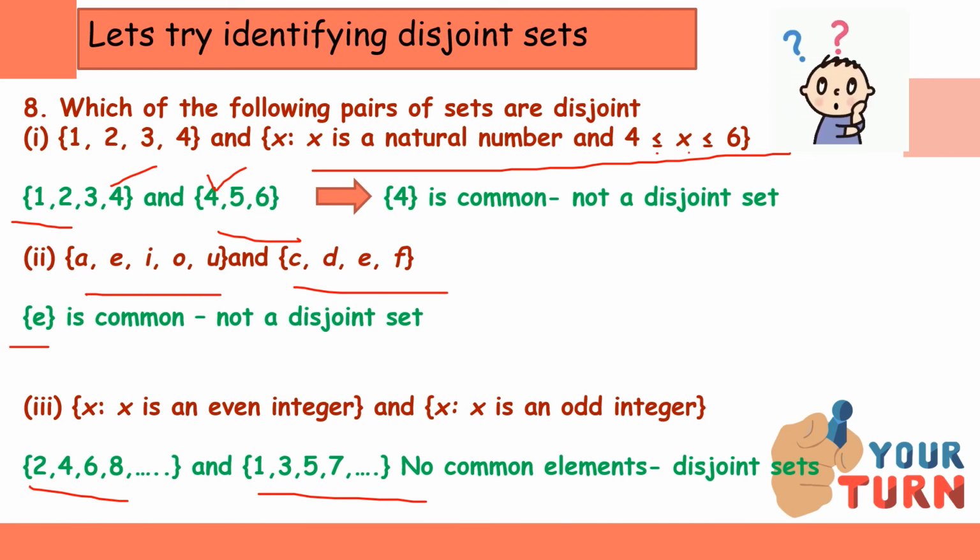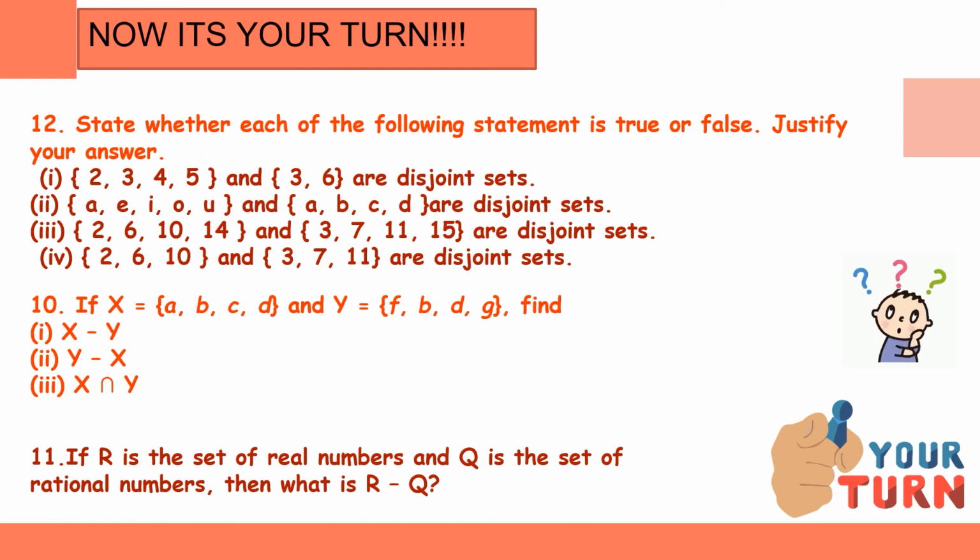Understood? Super. So this is your turn. Just go through all these questions and tell me the answers. I'll be waiting for the answers in the mainstream. Just post your answers. The first question is, you will say true or false, and you have to justify your answer by saying it has a common element or it doesn't. Say whether these are disjoint sets or not. They are disjoint, like that. Similarly, you need to identify the difference and find the intersection.